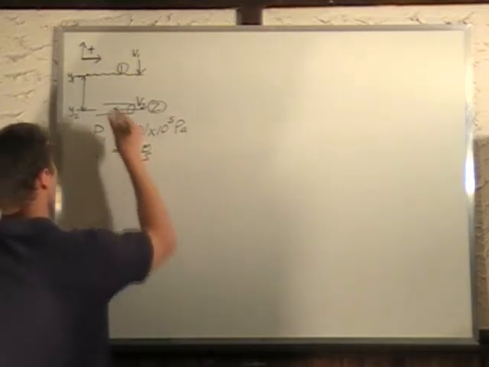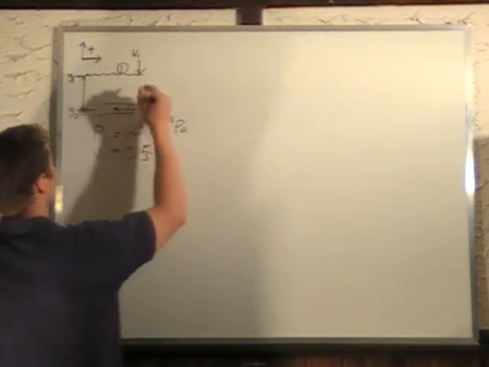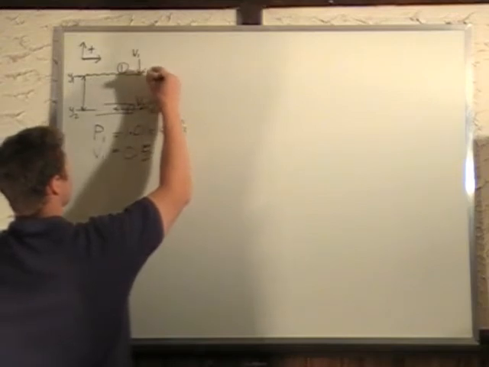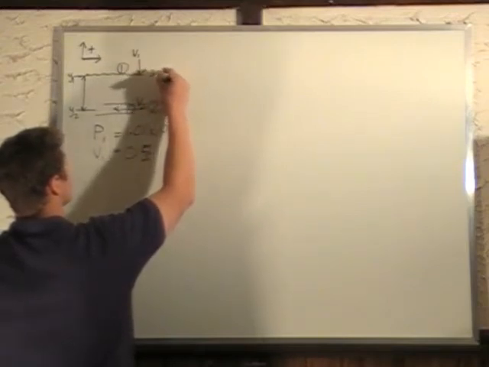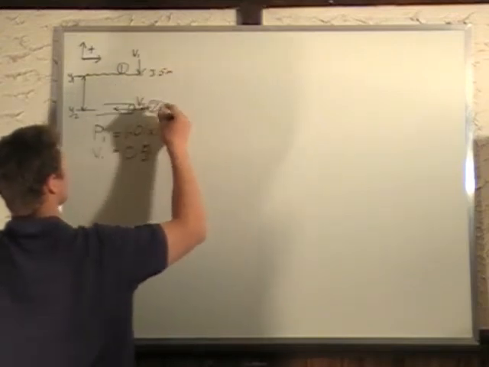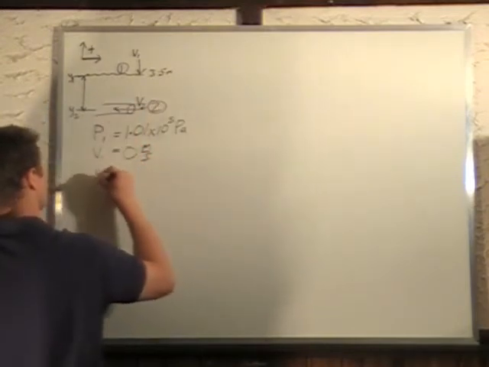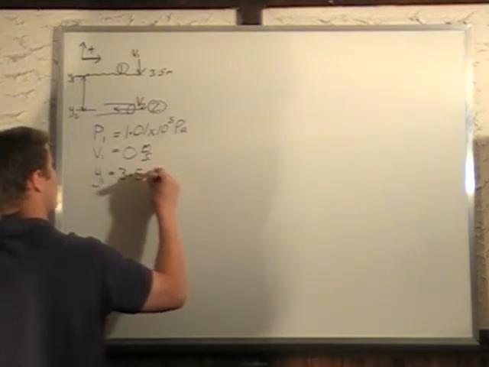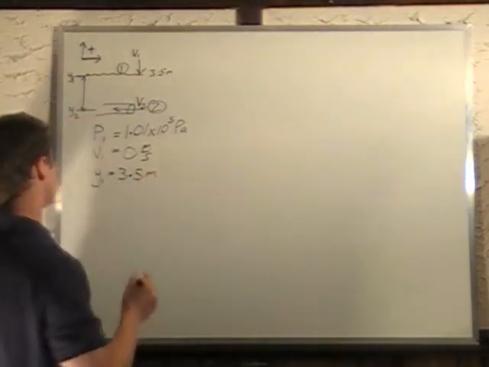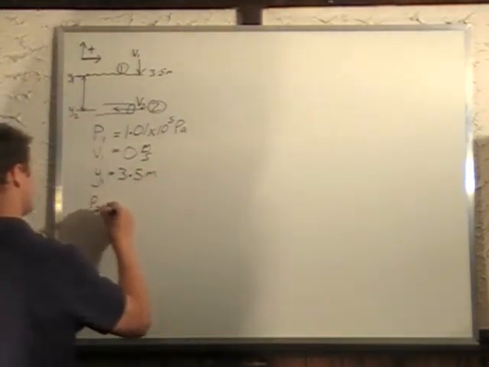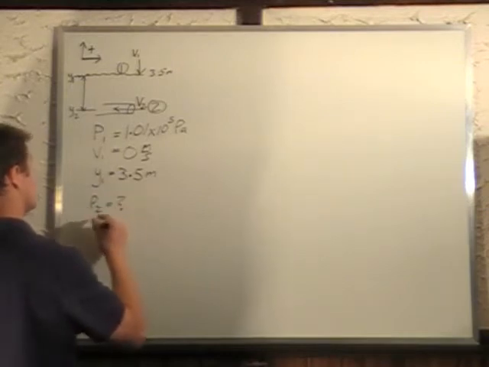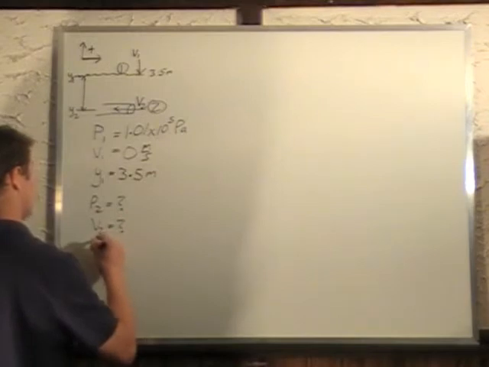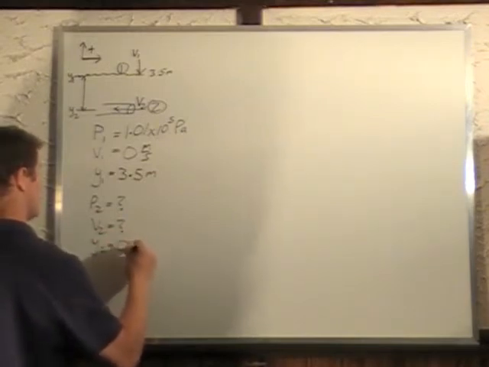And the last thing we have is Y1. We're going to define Y1 at 3.5 meters, and then Y2 would be at 0. So we have Y1 equals 3.5 meters. Again, for point 2, we have pressure 2, unknown. Velocity 2, unknown. And the height of 2 is 0 meters.